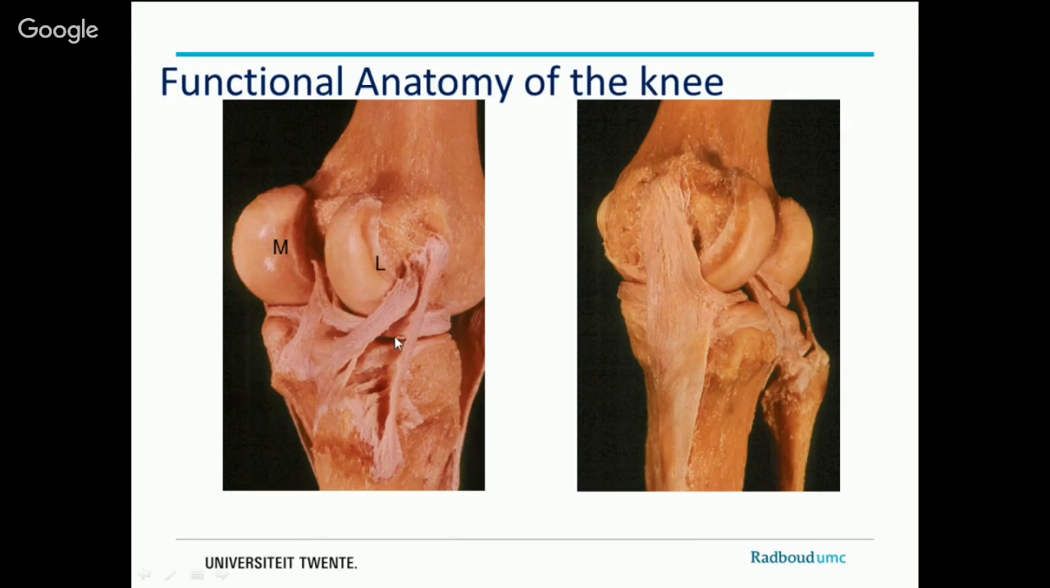Here you see another specimen. This is the lateral collateral ligament. This is the popliteus tendon. And although I show you this, you have to remember that the knee is completely surrounded by a capsule. We as engineers think about these ligaments, but it's all surrounded by a capsule.